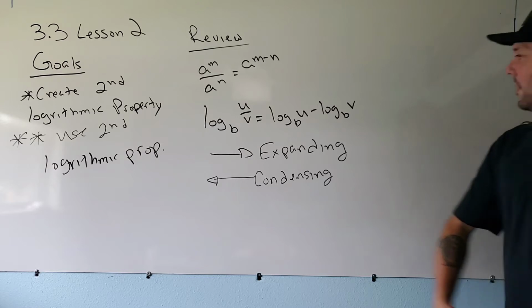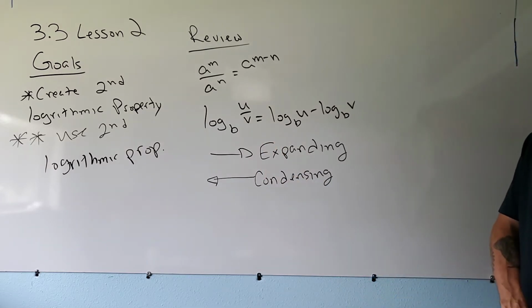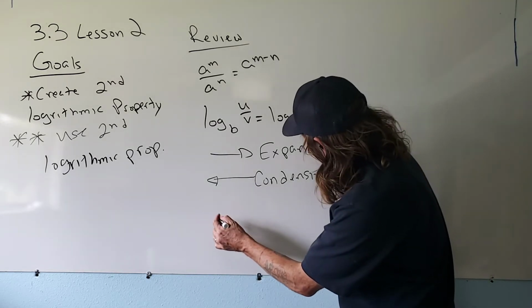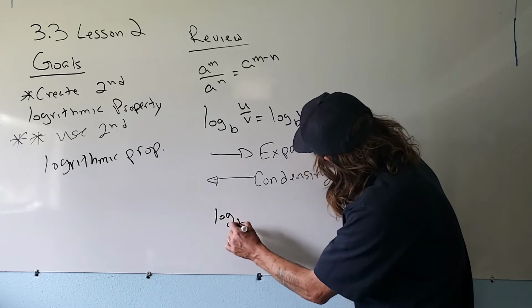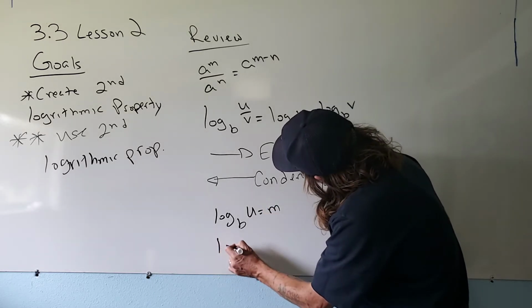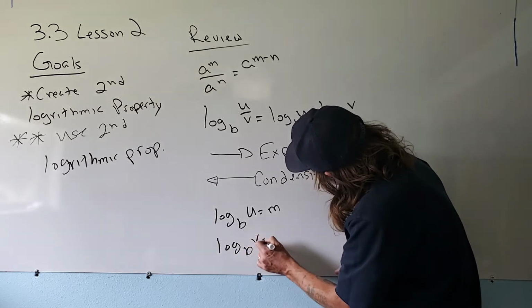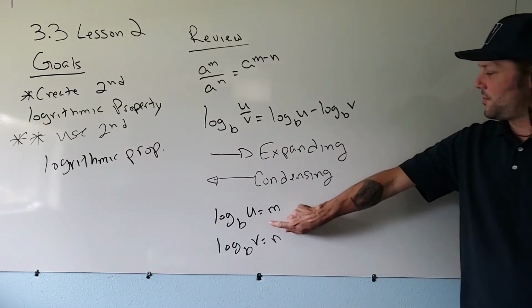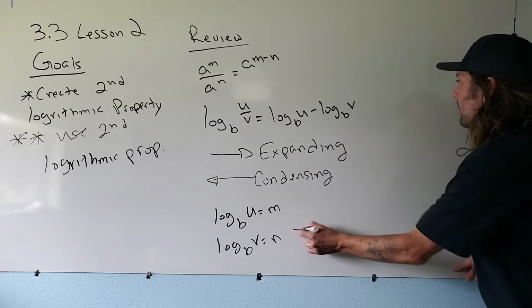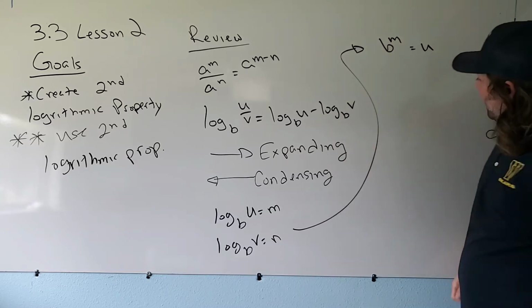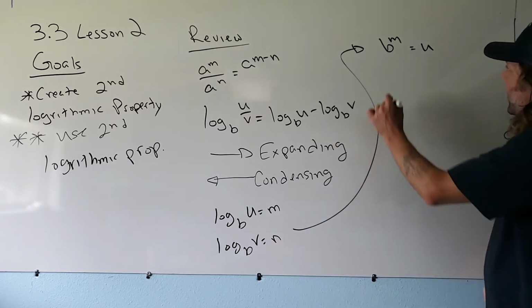Alright, so we're going to create this formula. It's really simple to do. So let's just introduce ourselves to the players. If I have log base b of u, we'll say that's equal to a number m, and if I have log base b of v, we'll say that is equal to n. I want to rewrite this in its exponential form, so it'll be b to the power m equals u. And this one will be b to the power n equals v.